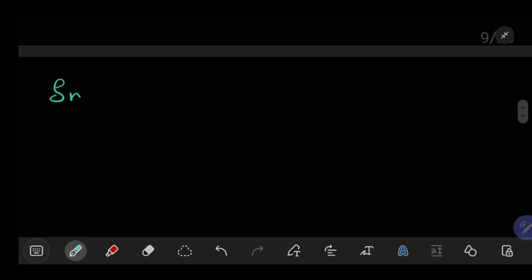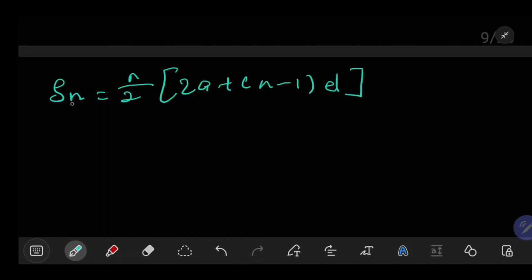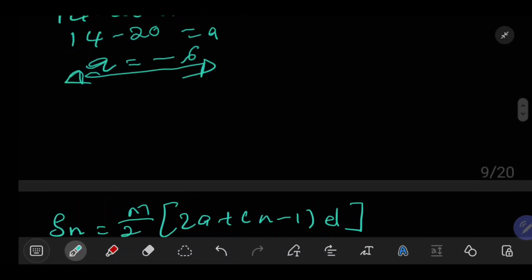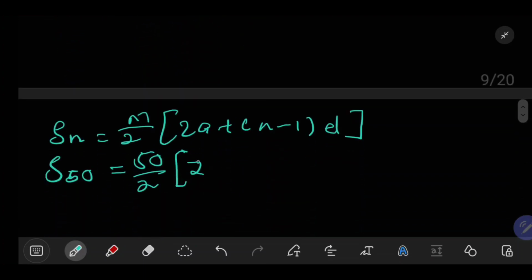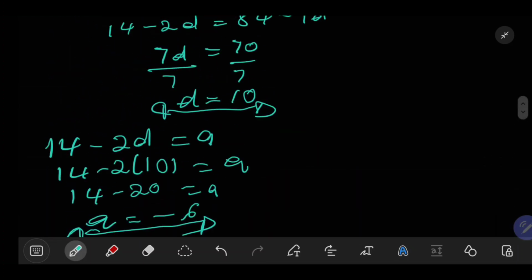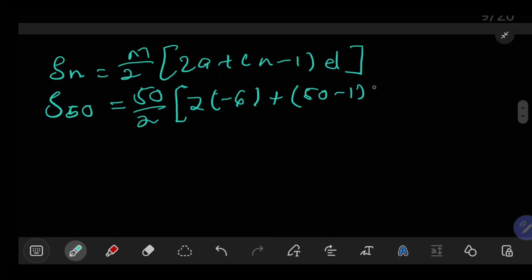Okay, Sn is equal to n over 2 times (2a plus (n minus 1) multiplied by the difference). So they want you to calculate the sum of the first 50 terms. Okay, so it means n is 50. We divide that by 2. What is the value of a? The value of a is minus 6. Then plus, the value of n is 50 minus 1. Then our d value is 10. We multiply this by 10.